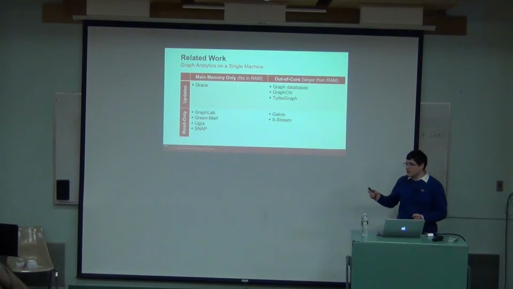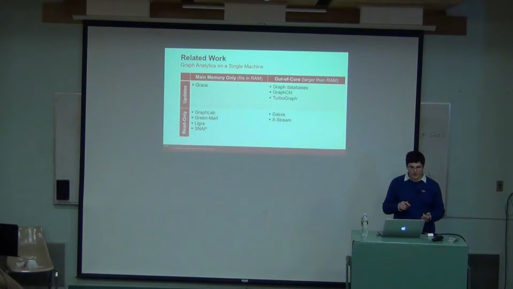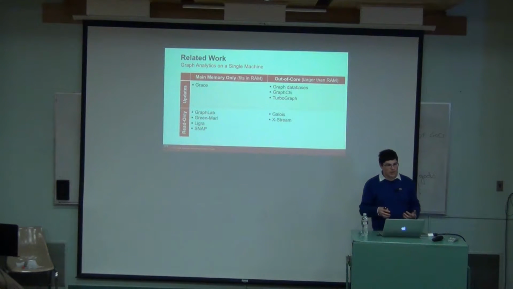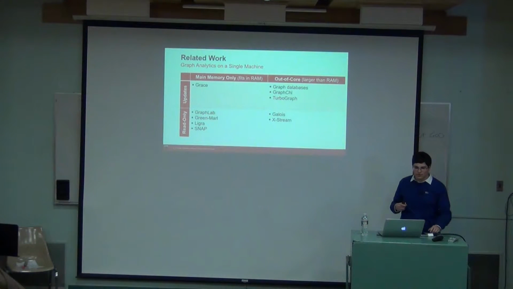So the following table summarizes the related work in the area. These are all different systems or categories of systems that people built to demonstrate as a proof of concept. And you can divide them into several categories. So you can have main memory only systems on the left, which require that all of your data fits in RAM. So in reality, you are fairly constrained in how large data you can process. And there are the out-of-core systems on the right that allow you to process graphs larger than RAM.